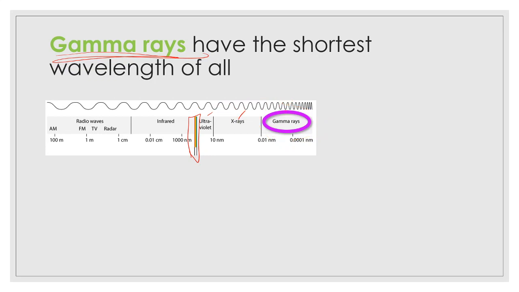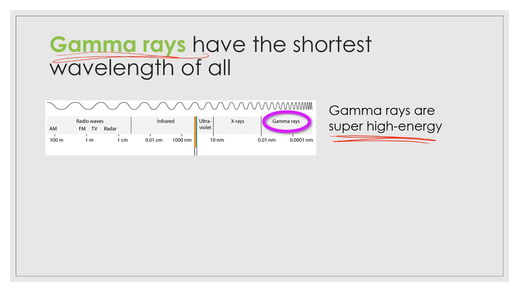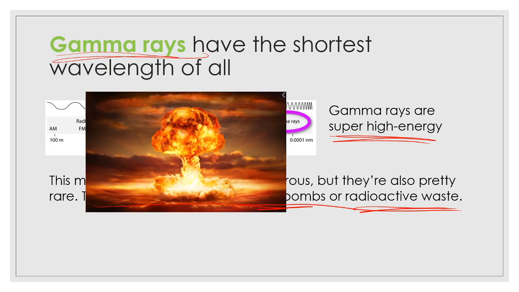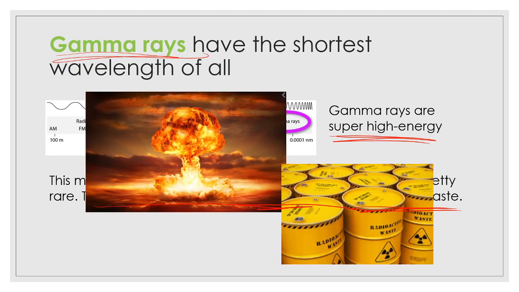Now, we've already learned that the shorter a wavelength is, usually the more energy a type of light has. And so as you might guess, yes, gamma rays are super high energy because they have the shortest wavelength. This makes gamma rays pretty dangerous, but they're also pretty rare. You probably don't have to worry about any gamma rays anytime soon. Gamma rays mostly come from nuclear bombs and radioactive waste, and they're one of the reasons that nuclear bombs and radioactive waste are so dangerous to be around, and why you hear about people wanting to avoid those things for the most part. So, there's a picture of a nuclear bomb, and there's a picture of radioactive waste.